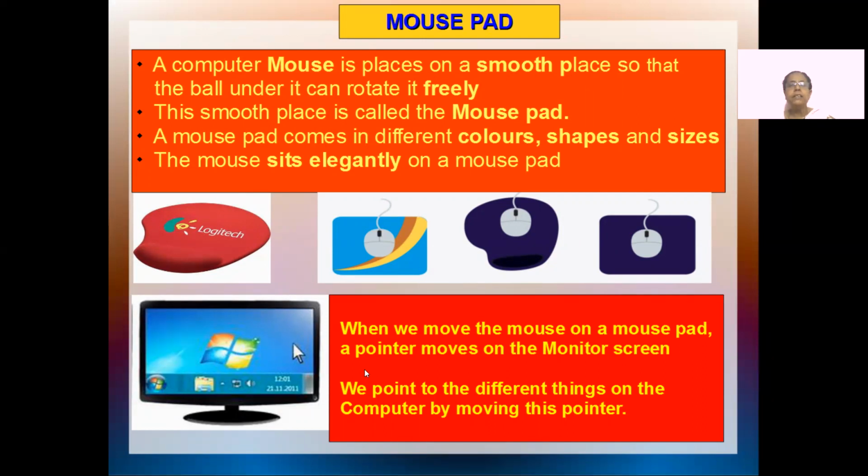When I'm moving the mouse on the mouse pad, you find an arrow moving on the screen. Okay, when we move the mouse on a mouse pad, an arrow keeps moving. This arrow is called a mouse pointer. We point at different things. I'm pointing at this mouse pad, this one, this monitor. So it points at different things as it keeps moving on the computer.